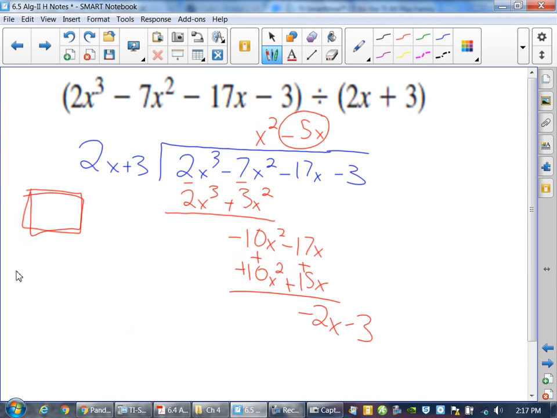Okay? And now how do I turn a 2x into a negative 2x? Negative 1. And I get negative 2x minus 3. When I subtract those out, what are you left with? 0. Do you have a remainder? No. You're done. That's your answer. So you subtract everything, just like you did with regular division. Regular long division is subtraction, same thing.